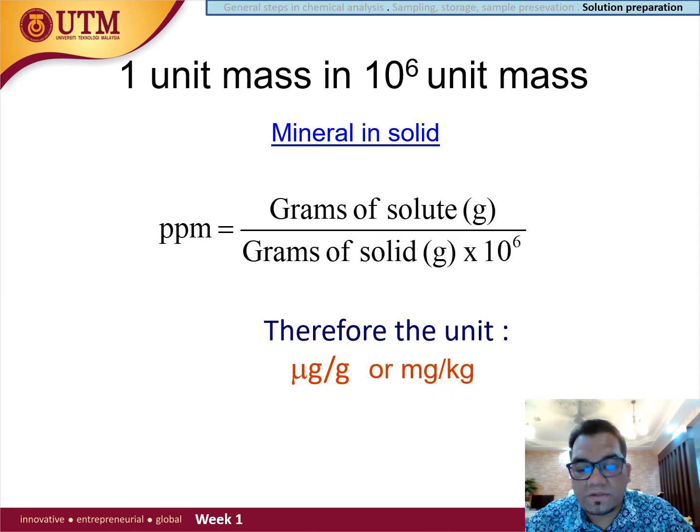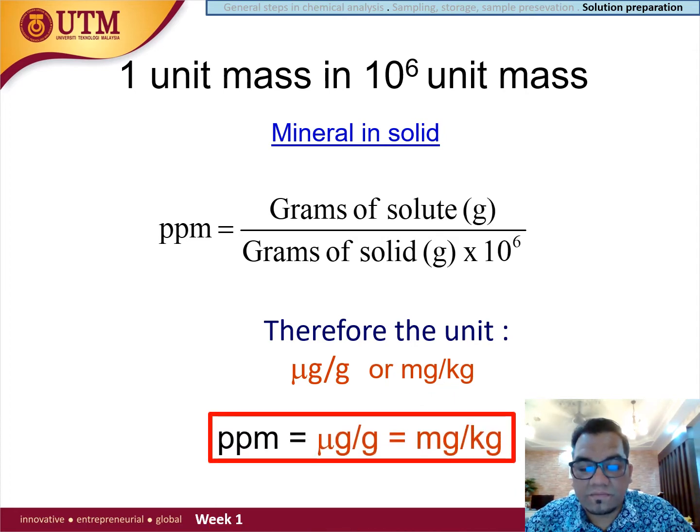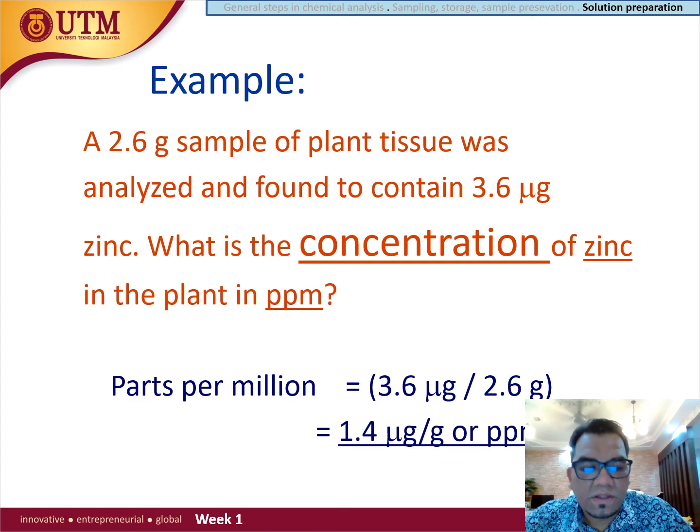Also, we can convert it to milligram per kilogram. So 1 ppm is microgram divided by gram, or milligram divided by kilogram. This is the basic unit, you just convert. As an example, a 2.6 gram sample of plant tissue was analyzed and found to contain 3.6 microgram zinc. So what is the concentration of zinc in the plant?